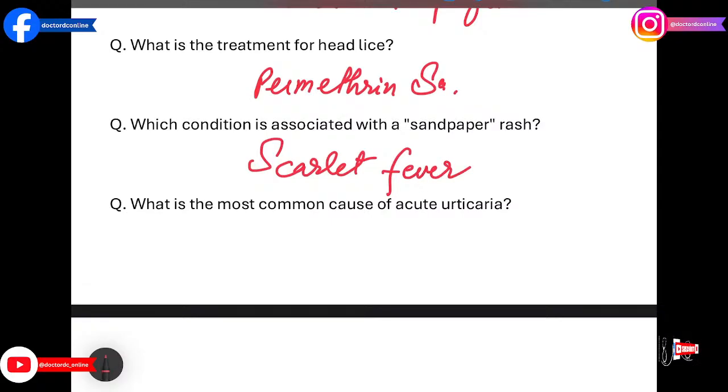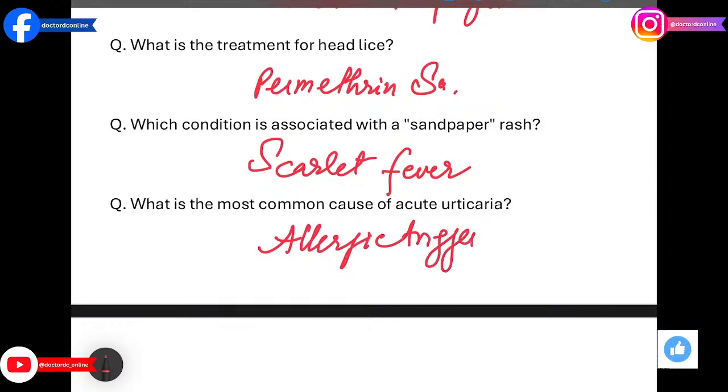What is the most common cause of acute urticaria? Allergic triggers. Foods, drugs, or infections trigger transient wheals.